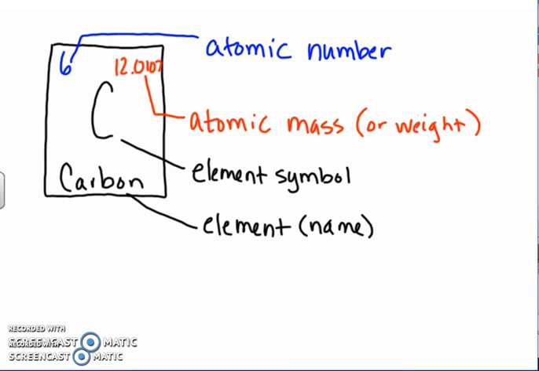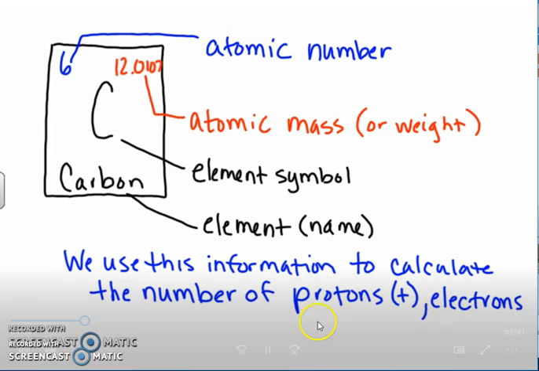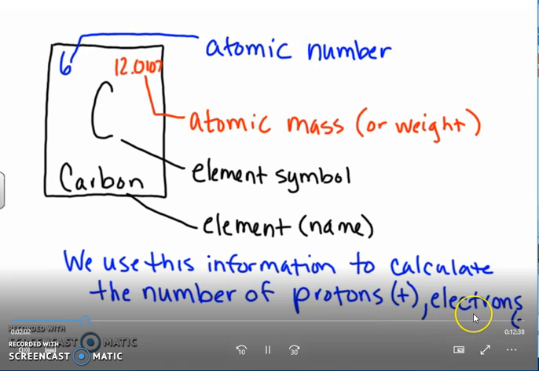Okay. So with this information, we can find out how many protons, electrons, and neutrons are in an atom, in the carbon atom. So here's what we use it for. We use the 6 and the 12.0107 to calculate the number of protons, the number of electrons, and the number of neutrons.